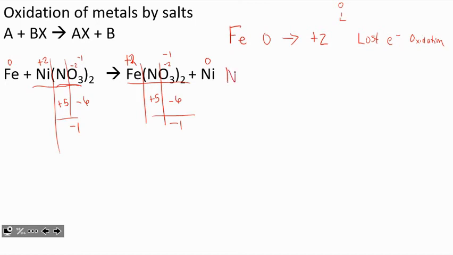Our nickel then went from a +2 to a 0. So it has gained electrons because it has become more negative. So it was reduced.